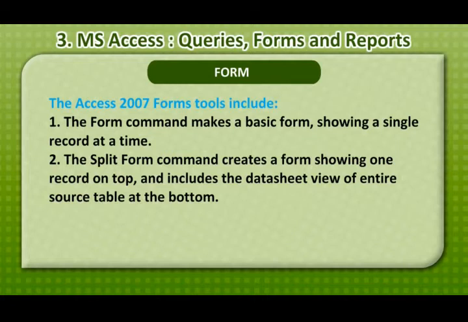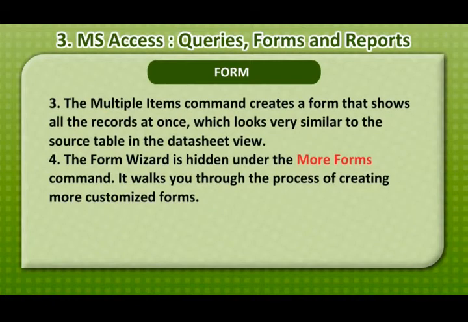table at the bottom. So in this way the Access form includes different tools. The multiple items command creates a form that shows all the records at once, which looks very similar to the source table in the datasheet view. The form wizard window is hidden under the more forms command. It walks you through the process of creating a more customized form.